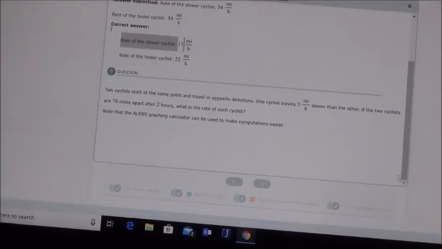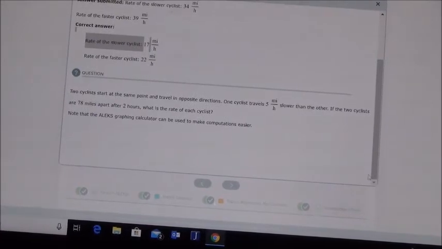All right, this next one is just slightly different than what we did. It says two cyclists start at the same point and travel in opposite directions. One cyclist travels 5 miles an hour slower than the other. If the two cyclists are 78 miles apart after 2 hours, what is the rate of each cyclist? So again, if we go over here, we want to show each of those. The cyclists are going in opposite direction. We want the rate times the time for each part of that.